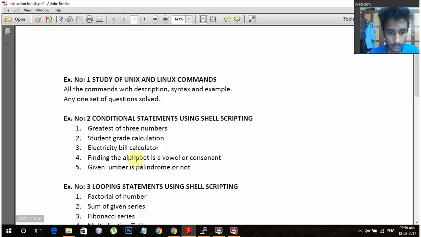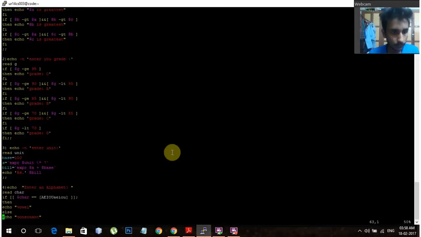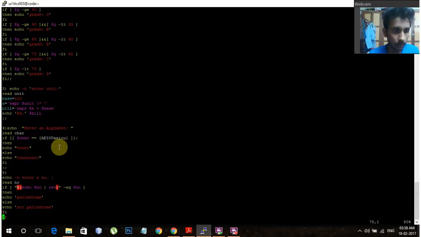The fourth one is to find whether the alphabet is a vowel or not. For that, I'll ask the user to enter an alphabet, read it into the variable character, and then check if the character is any of A, E, I, O, U, including both capital and small letters. If it is equal to any of these characters, I'm going to print out vowel. If not, I'm going to print out consonant.